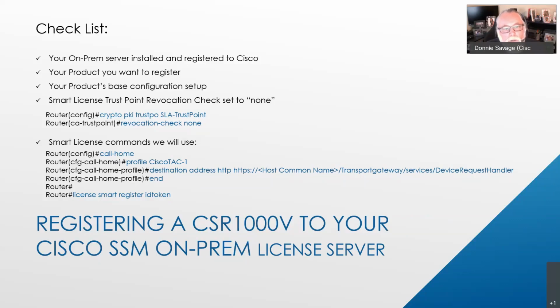The other thing we're going to look at is the call home profile, Cisco TAC1, and we're going to change the destination from pointing to Cisco over to our on-prem license server. We're then going to register our Smart Software Manager on-prem. We're going to register our product to it. All right, with our checklist in place, let's head on to the demo.